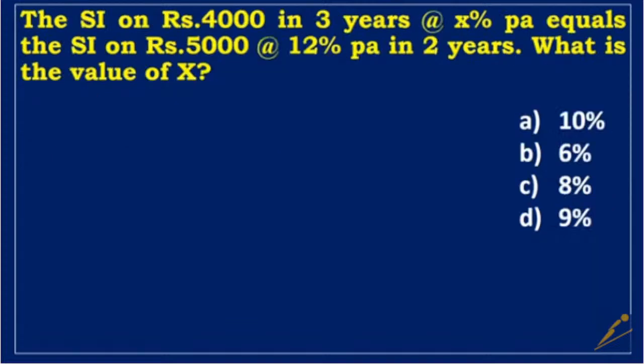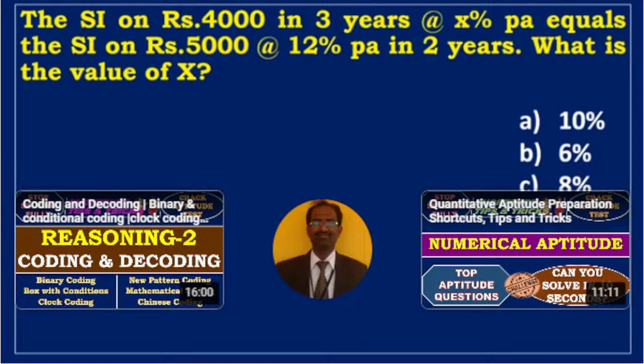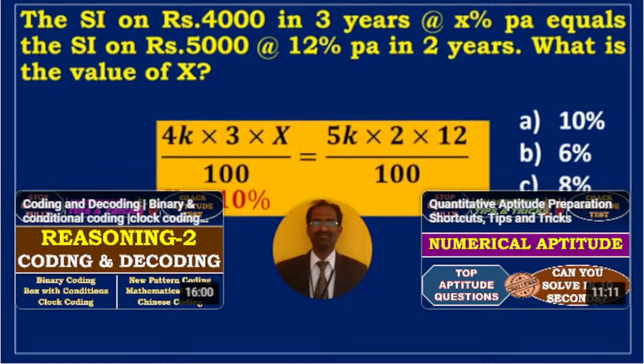Fourth example, the simple interest on 4,000 rupees in 3 years at X% per annum equals the simple interest on 5,000 rupees at 12% per annum in 2 years. What is the value of X? 4,000 into 3 into X% is equal to 5,000 into 2 into 12%. When we simplify the equation, we obtain X, which equals 10%.